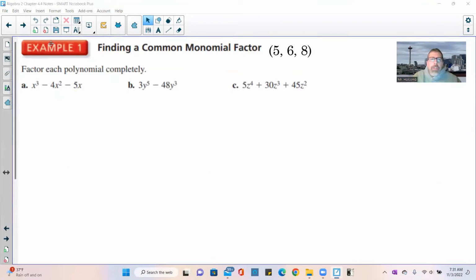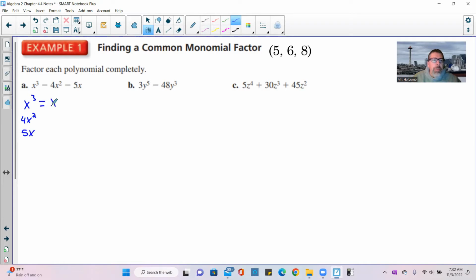Okay, so here it is, finding a common monomial factor. So this is factoring polynomials. I'm going to really break this down and make it basic, and I'm going to write each term vertically. I'm going to do it a little bit different. I'm not going to worry about the signs. I'm just going to write the terms as their absolute values. So these are the three terms we have.